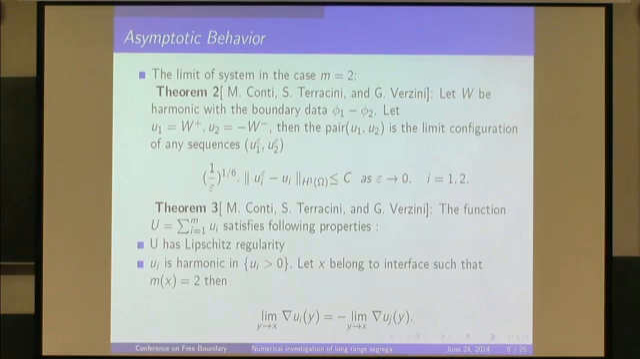So it means that if I consider my w to be just harmonic in the domain with the boundary condition phi 1 minus phi 2, and I let u1 be the positive part of the solution, w plus is max of w and 0, and u2 is the maximum of minus w and 0. So then it shows that this pair is the limiting solution, and we even have the rate of convergence.